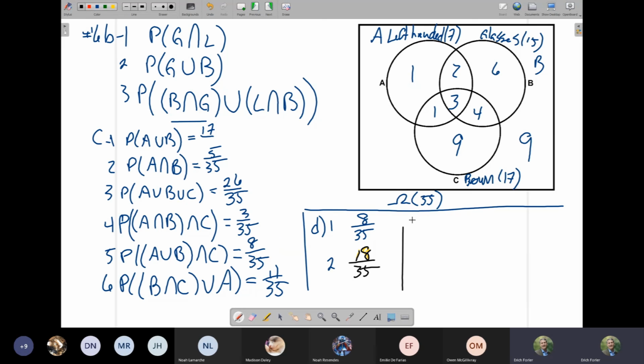And the final one there, number 3, the probability of someone who is left-handed but doesn't wear glasses and doesn't have brown hair. Okay, so let's look at that. So they're left-handed, have to be in our left-hand zone, but they're not allowed to wear glasses, so we have to eliminate those people, and they don't have brown hair, so we have to eliminate that person. Just leaves us with one possible answer, just 1 out of 35.